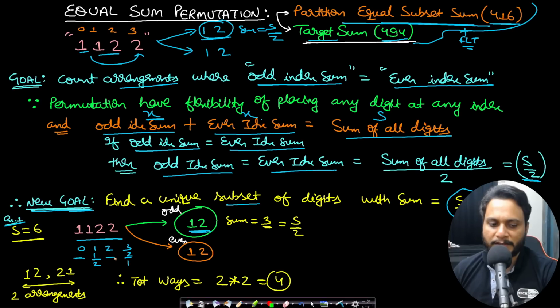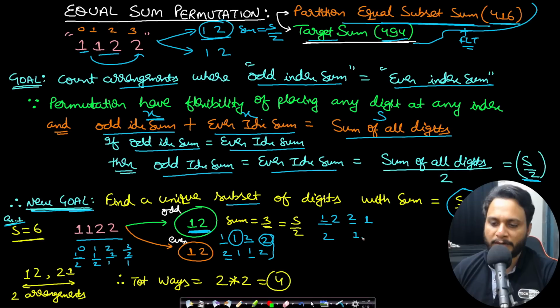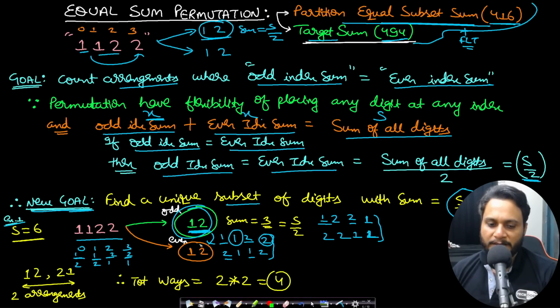Again, at even locations, even index, we can place 1 comma 2 or 2 comma 1, right? So if I place the odd positions with 1 2, then the even positions can be either 1 2 or 2 1. So these are two ways when you take odd positions as 1 2. And if you take odd positions as 2 1, because you can just rearrange it, then the even positions can again be 1 2 or 2 1, right? So how many arrangements do you get? You get 4 arrangements.